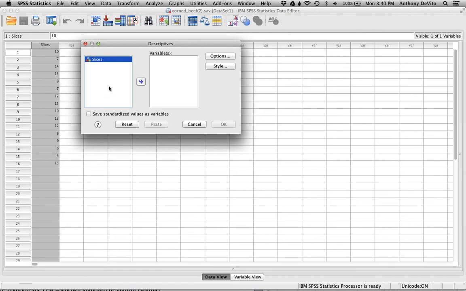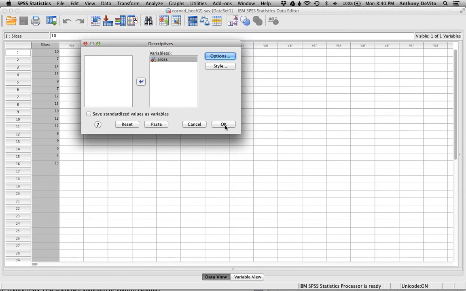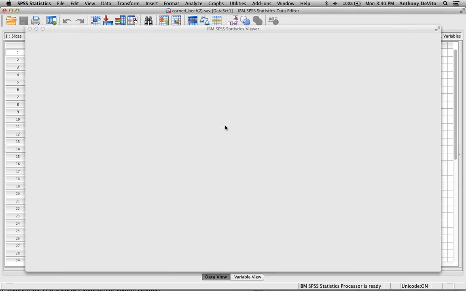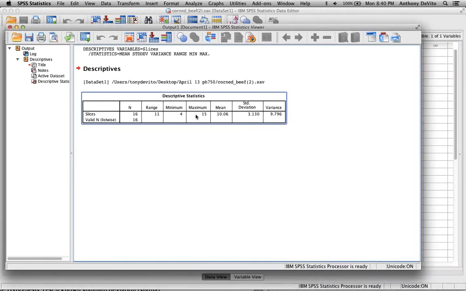Very often you'll have many variables, and so you have to choose which one or which group you want to work with. I'm going to move that in there, let it know that's what I want to work with. It's going to calculate standard deviation, minimum, maximum, variance, range, and the mean. And I'm going to say okay. It's going to do that calculation for me. And bingo, the mean number of slices in these, how many stores were there? 16 stores was 10 slices. The average number of slices of corned beef that you got on your sandwich, right?